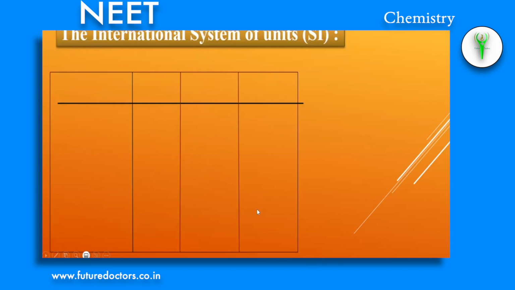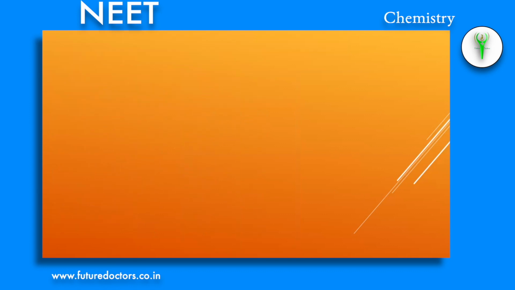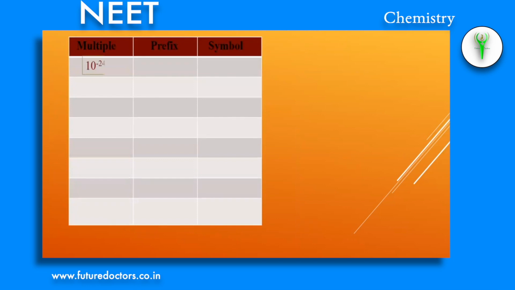Next we are going to study multiples, the prefixes. You should know the value for each prefix. In calculations you would be using many zeros, so it is difficult to do the calculation. So we have to use the prefix.